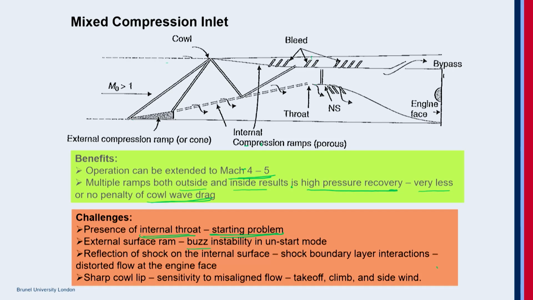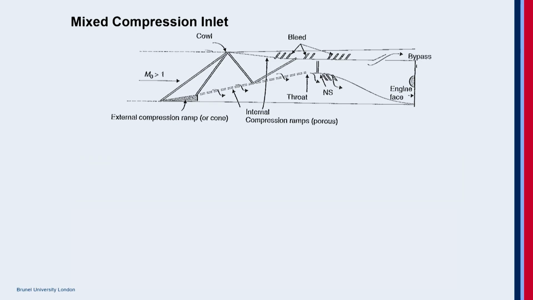The external surface ramp buzz instability is also one of the issues. Then there is the reflection of shock on the internal surface, shock boundary layer interactions, and distorted flow to the engine. The other thing is a sharp cowl lip, with sensitivity to misaligned flow. So for example, at takeoff, the angle of attack will be different. And to deal with this, there are control mechanisms, what is called the cowl lip articulation. You can control the position of the cowl lip according to the different angle of attack to minimize the drag, particularly during takeoff, climb, and side wind.